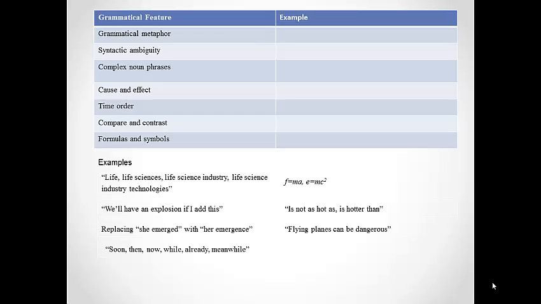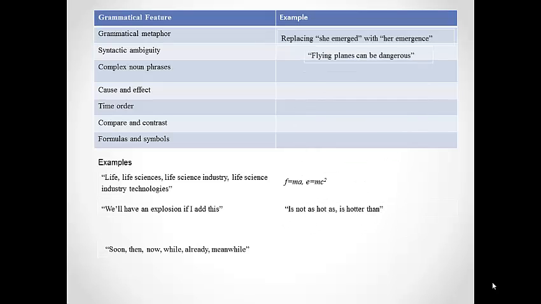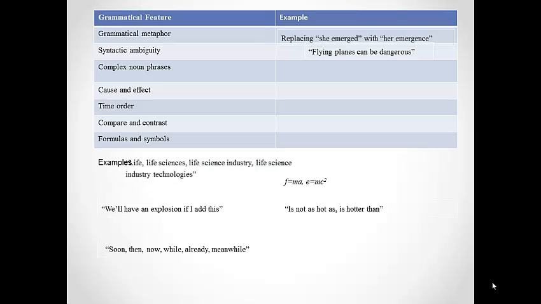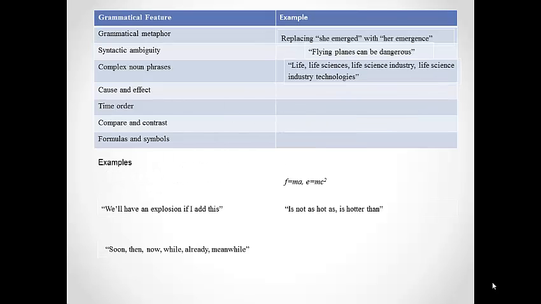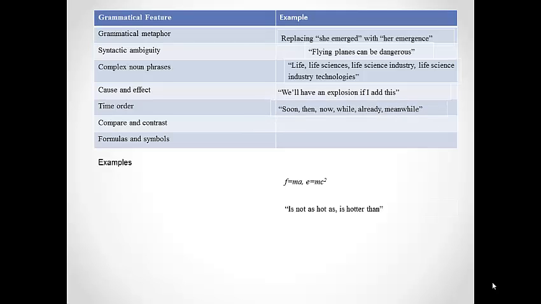Can you find the example of a grammatical metaphor? How about an example of syntactic ambiguity? Which is an example of complex noun phrases? Cause and effect. Time order. Compare and contrast, and formulas and symbols.